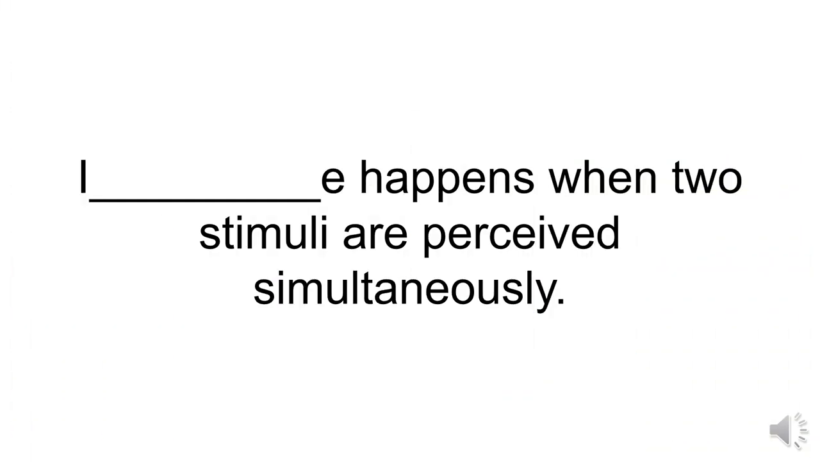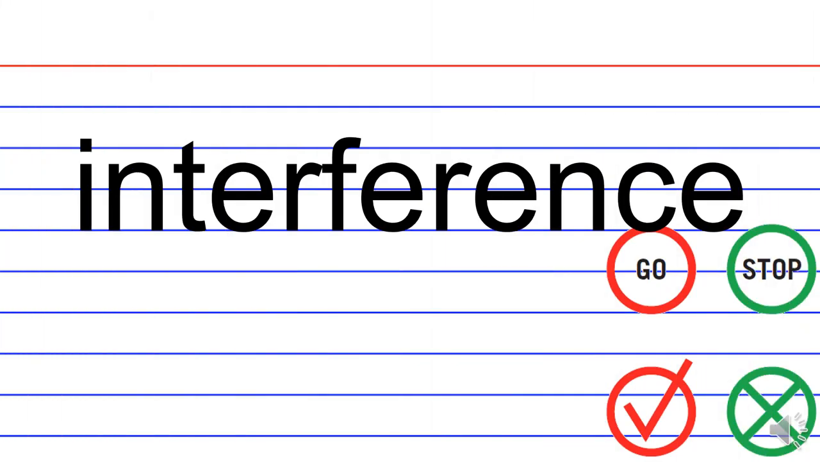When two stimuli are perceived simultaneously, I mean I-blank-E, not L, sorry. So what is this phenomenon? That would be interference. Okay?